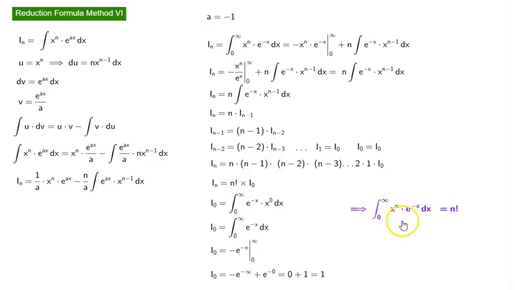Substituting I sub 0, we end up with the integral from 0 to infinity of x to the power of n times e to the power of minus x dx is equal to n factorial. So that was interesting, right?